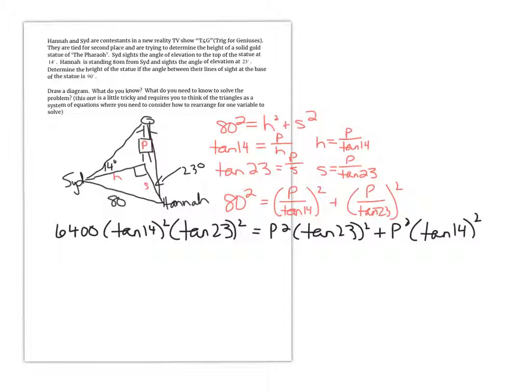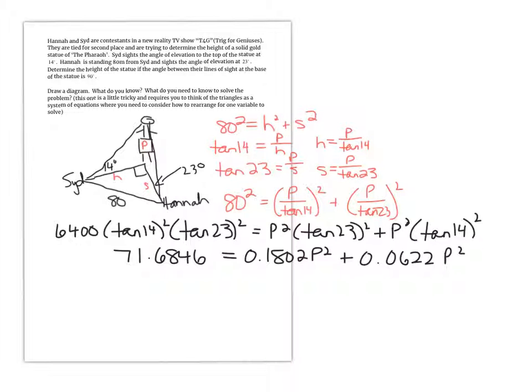And so now we just have to do some math. At this point we are going to have to do a little bit of rounding, but I would suggest that you wait to do your rounding until you have popped into your calculator the tan of 14, square it, times the tan of 23 squared times 6,400, and then round your answer to 4 decimal places. So 6,400 times tan 14 squared times tan 23 squared is 71.6846, and tan of 23 squared is 0.1802 times p squared. Tan of 14 squared is 0.0622 times p squared.